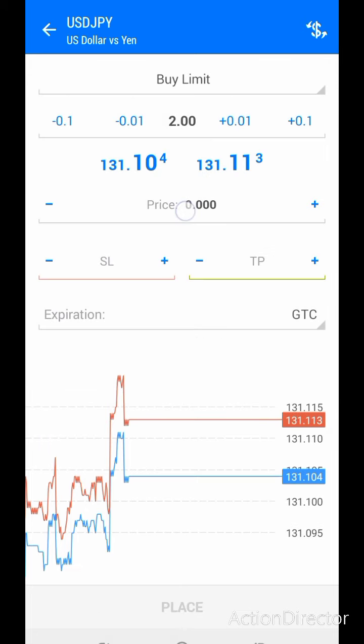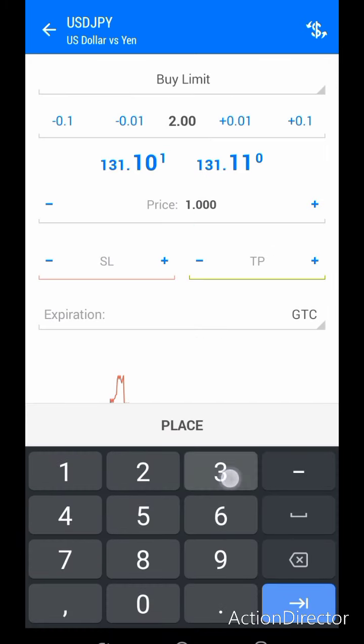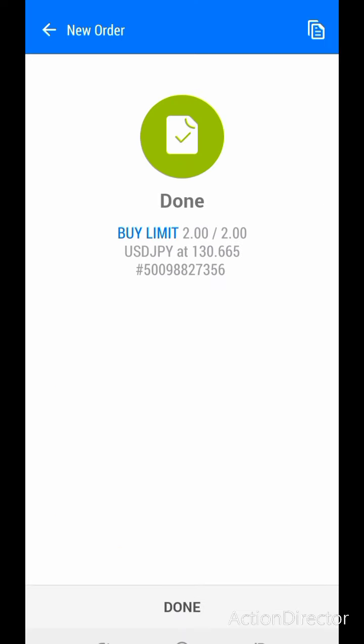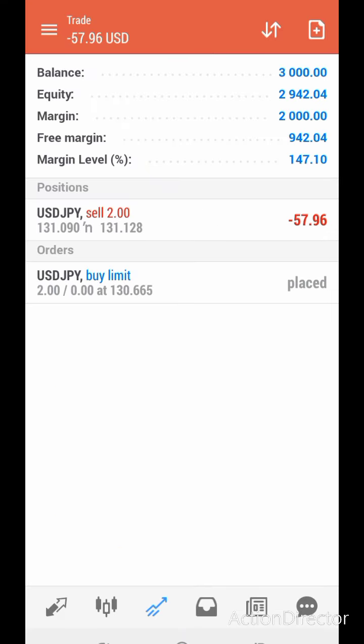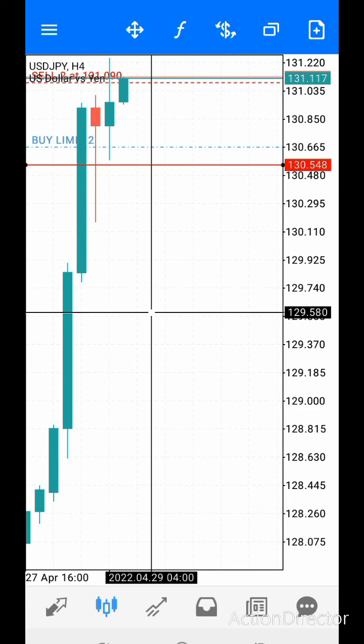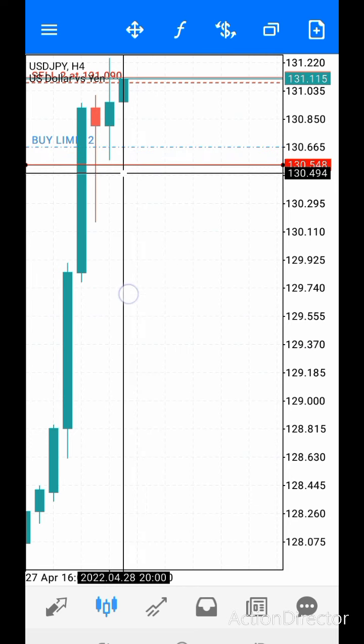Buy limit 130.665. As you can see, once you just do it, you then click on place. Boom. If you click on place, it will automatically be placed. As you can see, you can see the buy limit here with a different color of trade signal.